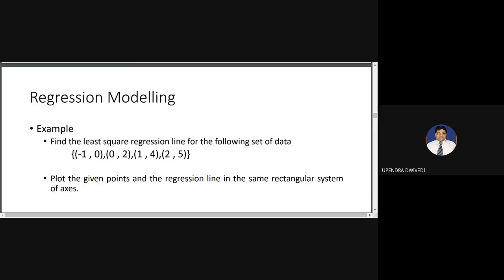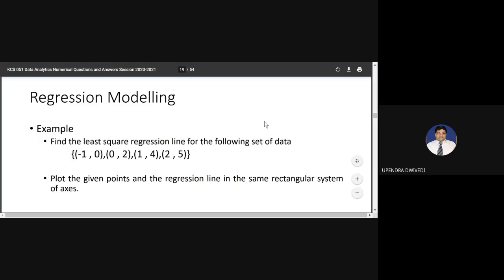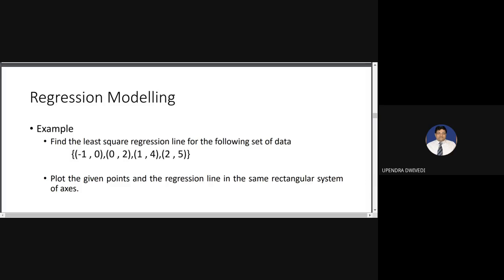Good afternoon, everyone. In today's session, we'll take another question from regression modeling. The question is: find the least squares regression line for the following set of data points.